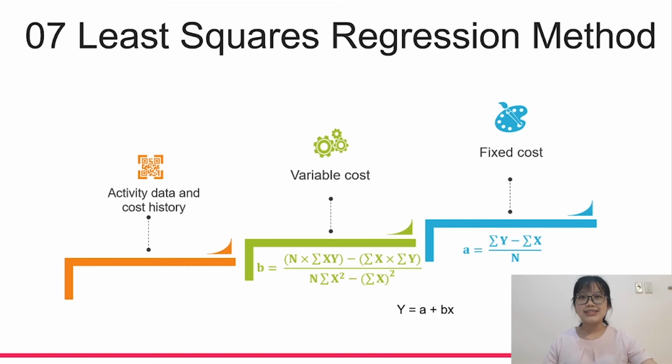The last one is the least square regression method, where this method is almost the same as the previous method, where you also have to collect the activity data and cost history, and then find the variable cost, and then of course calculate the fixed cost. And here's the formula, where X is for activity, Y is the mixed cost, A is for fixed cost, and B is for variable cost. However, in order to find the fixed cost and the variable cost, it will be much easier if you use the application SPSS or Excel, and I'll show you how using Excel.